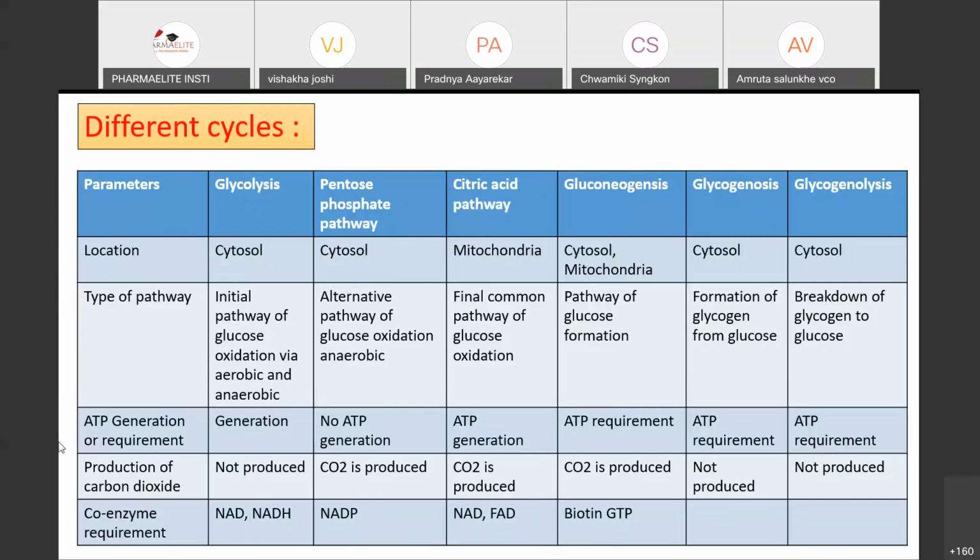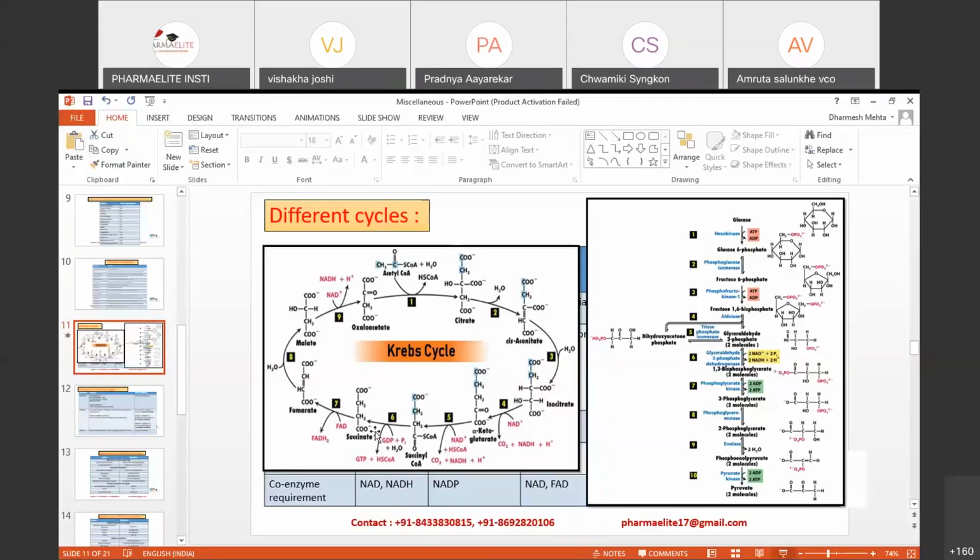I mean, what is the ATP generation? How is carbon dioxide being generated? In which step or in which type of reaction is carbon dioxide generated? In which cycle is ATP generated? Those all points we will cover one by one.